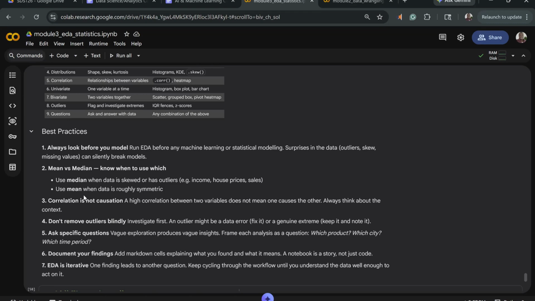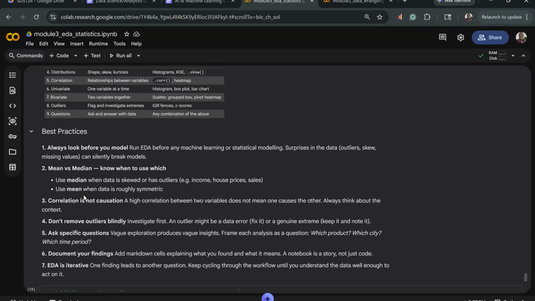And you must know when to use your mean versus median. So use your median when your data is skewed or when you have an outlier. Use mean when you have a symmetric or normal distribution.